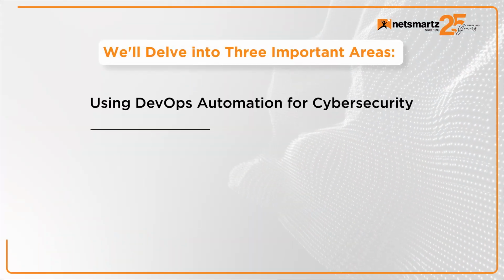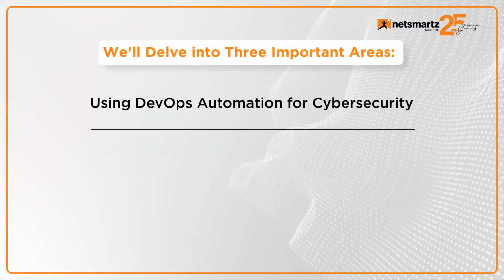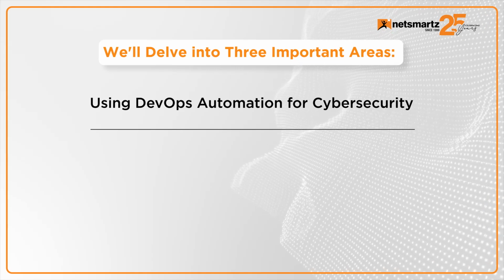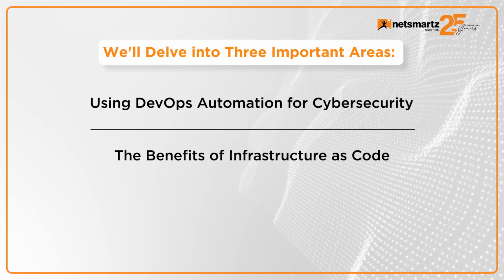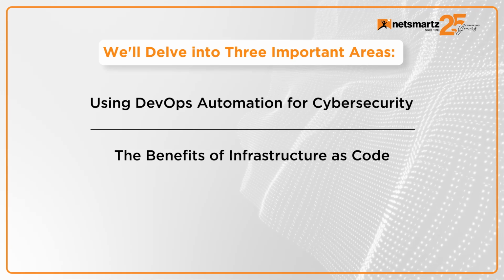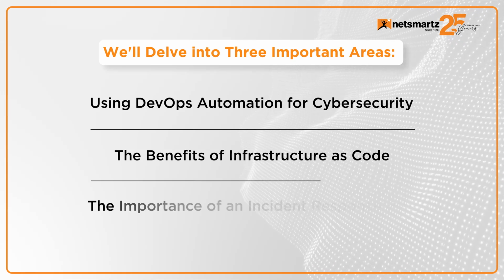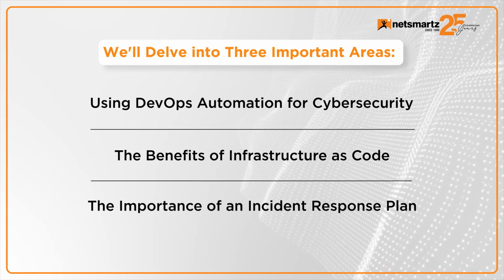This is Harneet here, your host, and today we will be talking about using DevOps as a cybersecurity enabler, and how we could use DevOps practices to make sure that your systems are safe using automated plans. So today we will be talking about 3 points mainly: how to use DevOps automation for cybersecurity, how to use infrastructure as code and what are the benefits of using infrastructure as code, and why it's important to have an incident response plan in place.